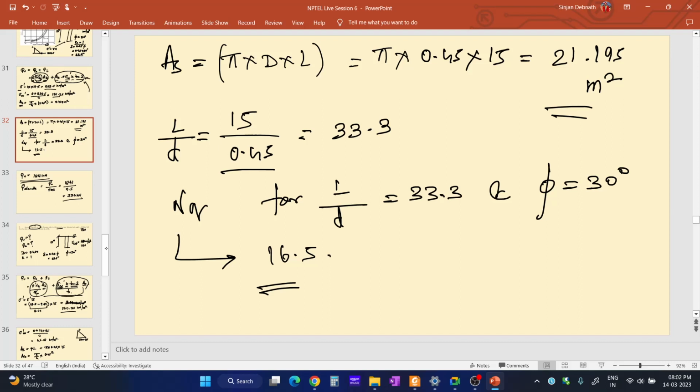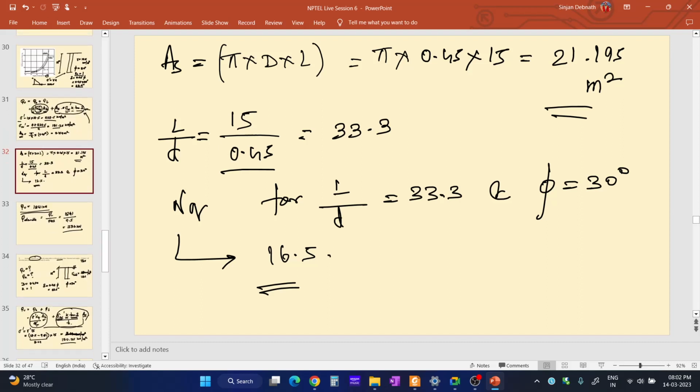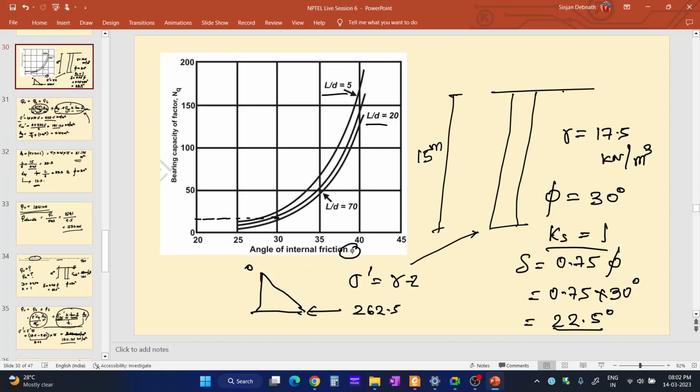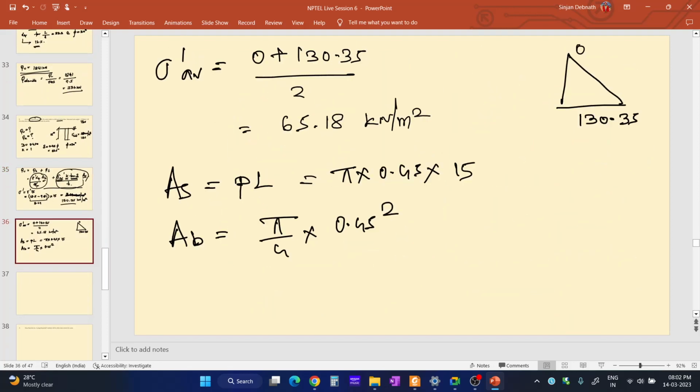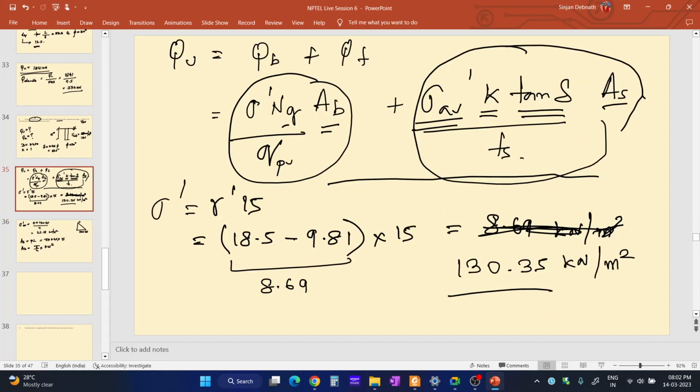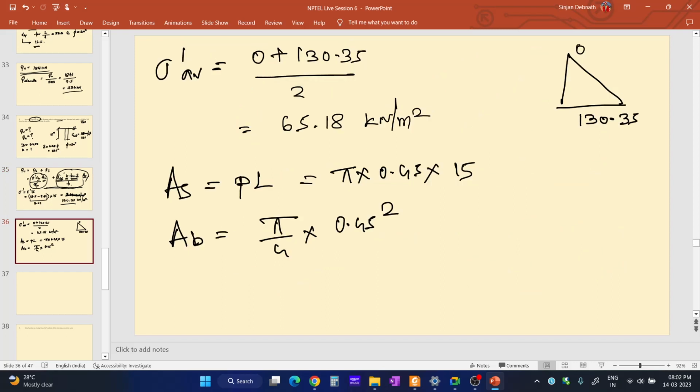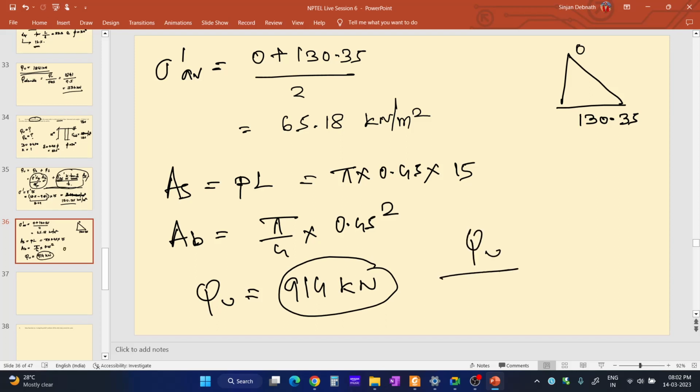So L by D is 33.3, and phi is 30 degree. For 33.3 L by D ratio and phi equal to 30 degree, this bearing capacity factor NQ is equal to 16.5. So you also know the value of NQ, right? If you incorporate the values of all the parameters into this equation and calculate, you will get the value of QU. After calculating, QU, the ultimate load, comes out to be 914 kilonewton. If you divide QU by the factor of safety, you will get the value of Q allowable.